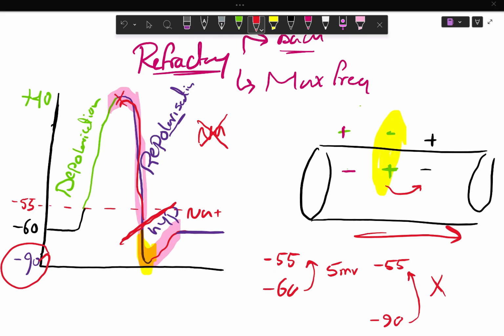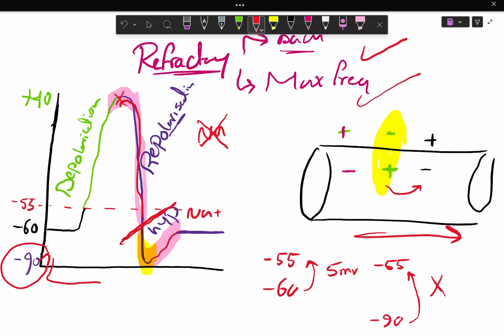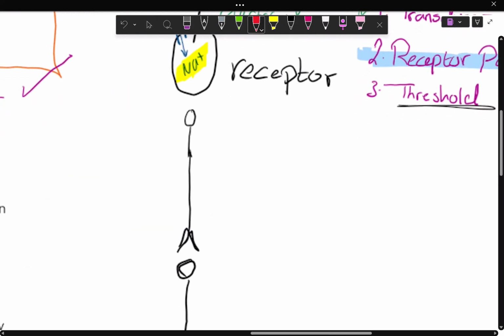So we prevent backwards flow, and we set a maximum frequency, because now we have to wait till the action potential is fully done, and then we can start another action potential. This sets a maximum frequency and prevents sensory overload, an excessive increase in action potentials that could damage your neurons. We set an action potential in the beginning of the axon.